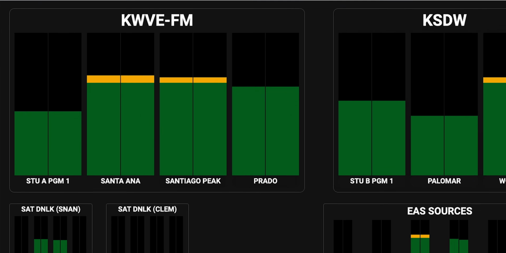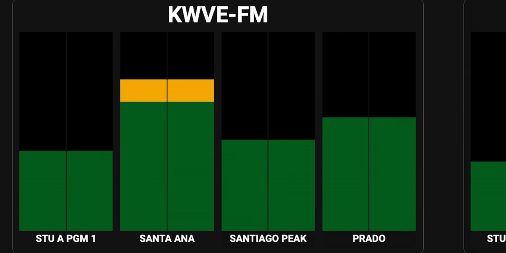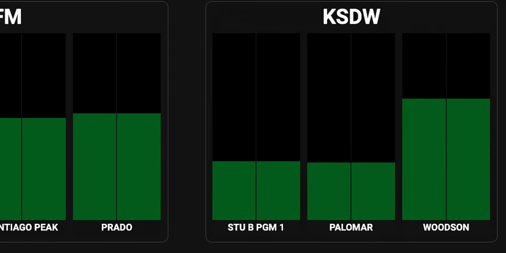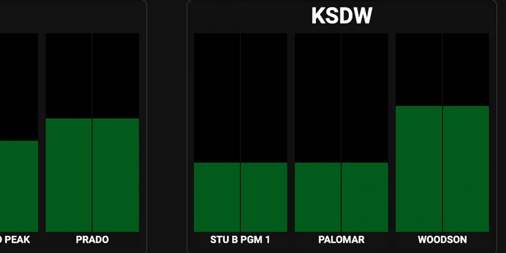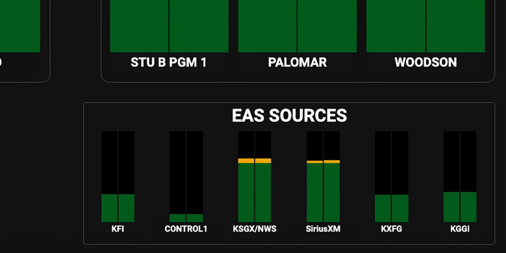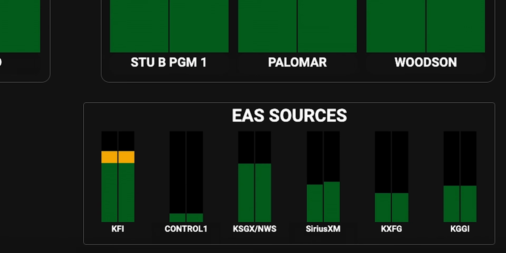For example, I have my studio program levels here. I have my FM receiver at Santa Ana, the one at Santiago Peak, the one at Prado, which is our booster. And then for our second station, KSCW, again, our Program 1 audio feed coming out of the studio here, the receiver at Palomar, the receiver at Woodson, all of our EAS sources, so I can see that we have EAS audio. And then I'm also looking at my satellite downlink audios as well. So that is what I have so far, user panels.